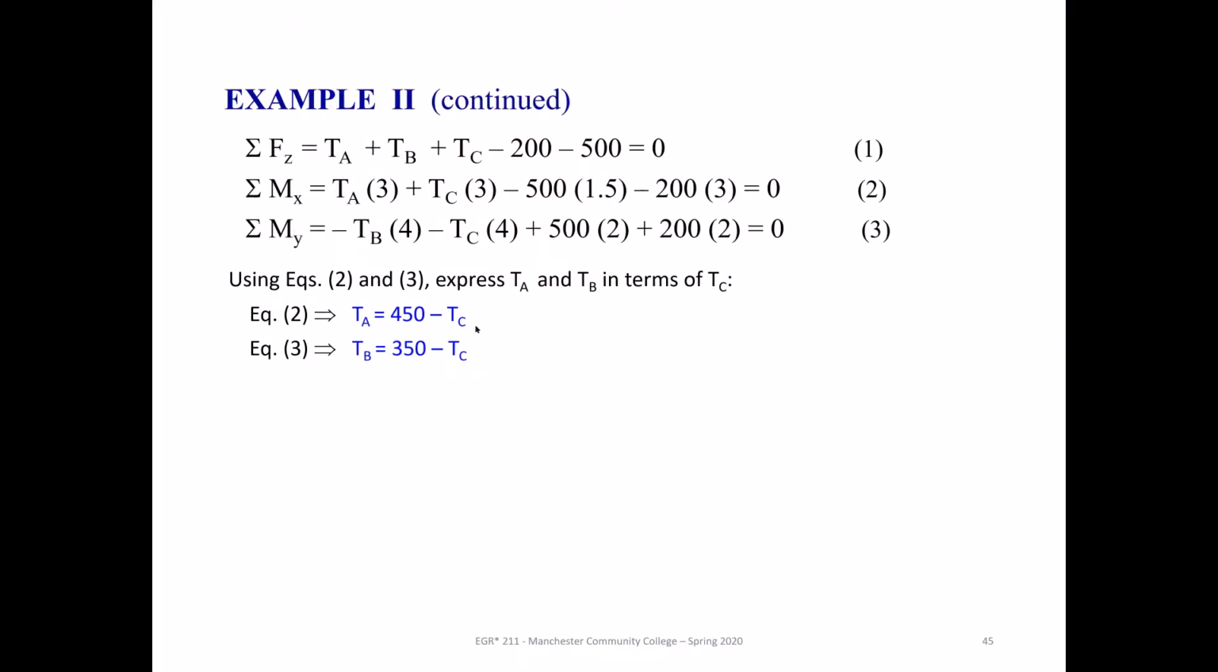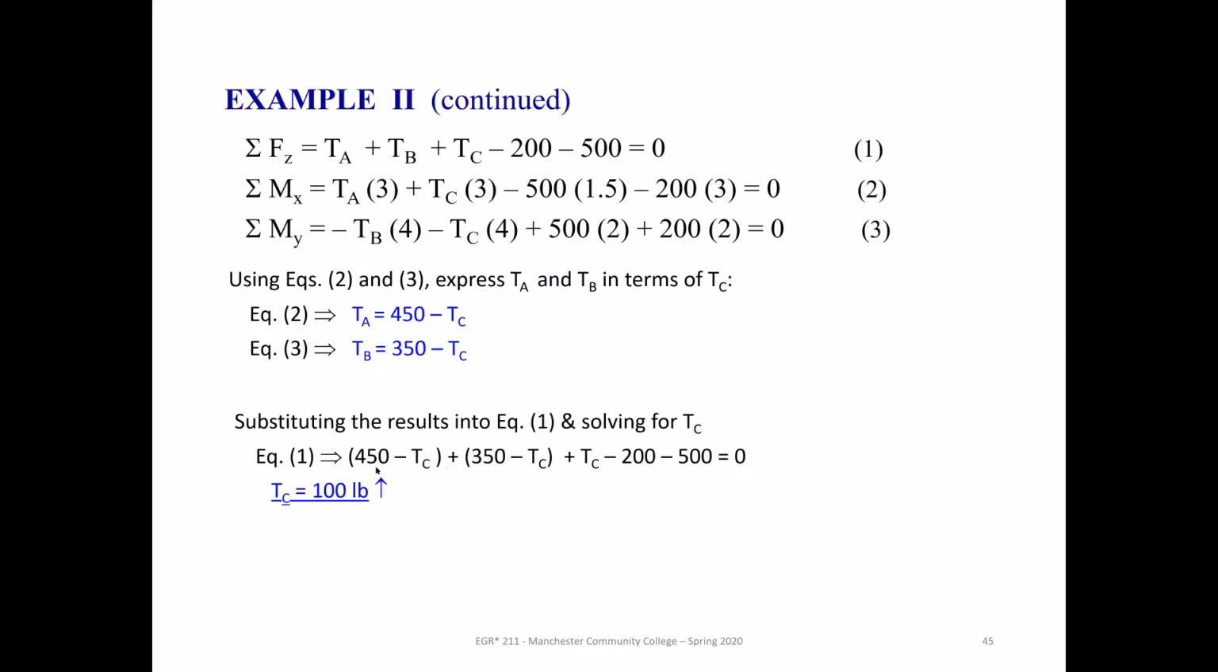So now you could use those 2 in this first equation. And now the only unknown in this first equation would be TC, so you could solve for TC. Okay. So with that, making these substitutions into that first equation, we now have TC equal to 100 pounds. You could take that TC equal to 100 pounds, substitute in here and here, and solve for TA and TB.